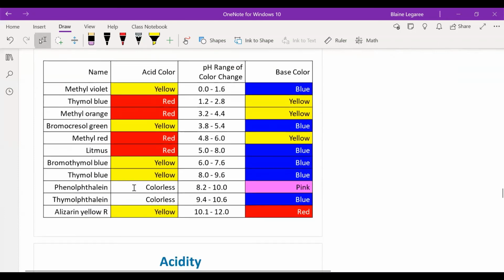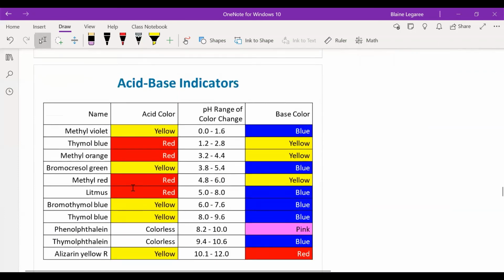Here are some acid-base indicators, and there's a whole bunch out there. There's actually more than just this list, and you're going to use an indicator this week in the lab. I think it's called phenol red, and it goes from yellow to red, and so you're going to use that in this week's lab.